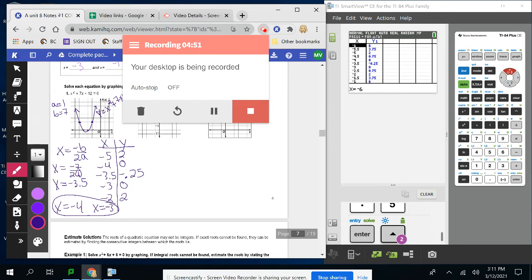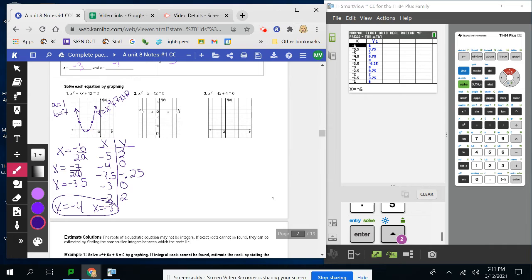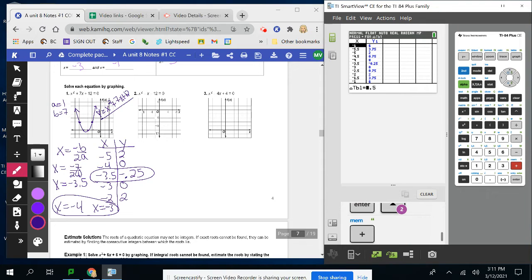For number 1, notice that it equaled 0. In order to solve it, I made it y equals x squared plus 7x plus 12 so I could graph it. I then found my axis of symmetry by doing x equals negative b over 2a. B in this case is 7, so my axis of symmetry is x equals negative 3.5. It's important that I include that in my table. Once I was in my table, I did the plus sign to change my table to go by 0.5s.